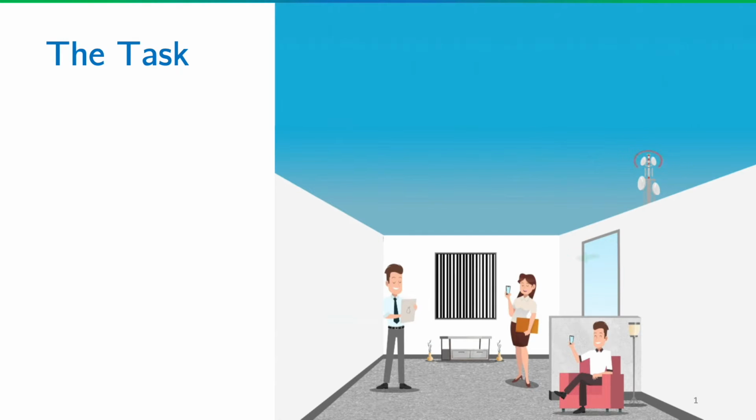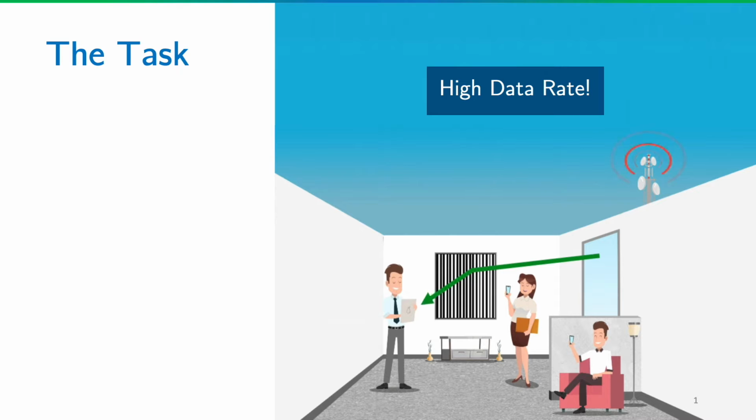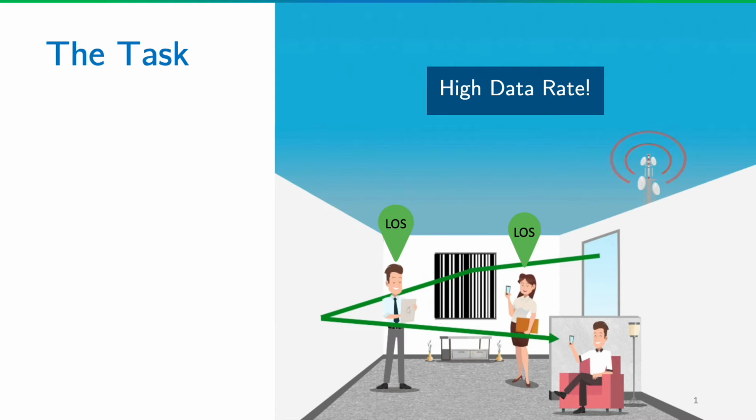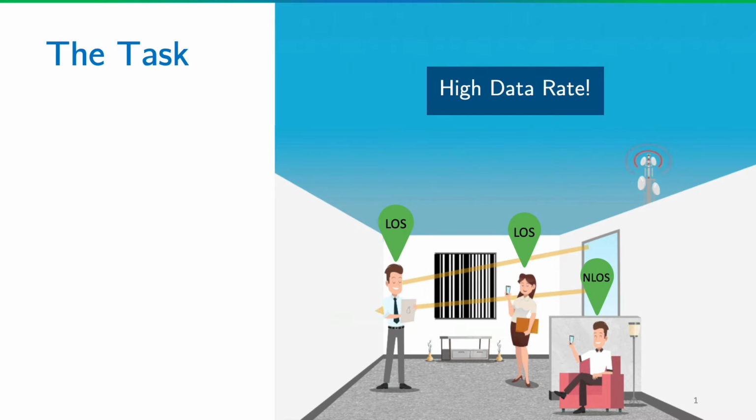The goal is to maximize the received data rate for each user. There are two types of users: line-of-sight users that directly receive signals from the IRS, and non-line-of-sight users that receive the signal after reflecting off other surfaces. All the channels that do not include the IRS form the uncontrollable channel.